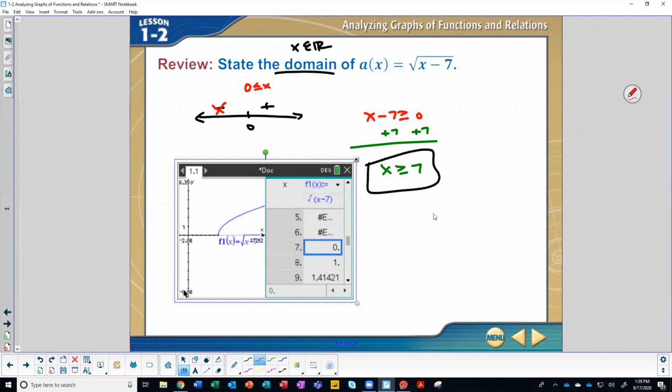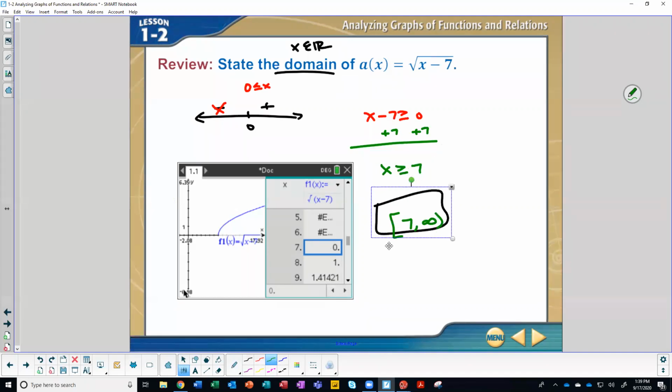You could write this in interval notation. It would look like 7, comma, infinity. That's how you would write it in interval notation. So you could write your answer that way or that way. Either one's fine. So there's one example. I got 3 more for you.